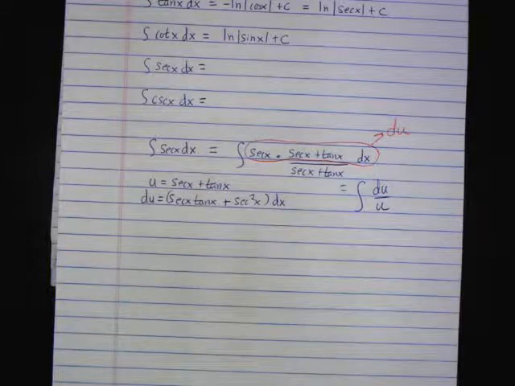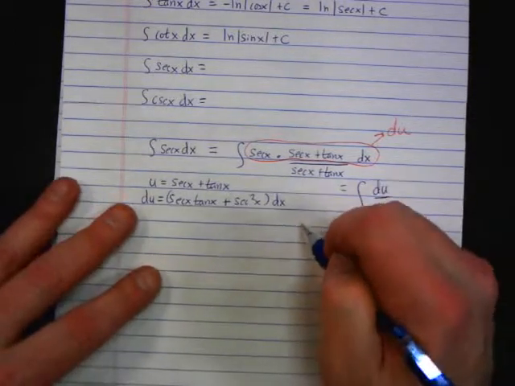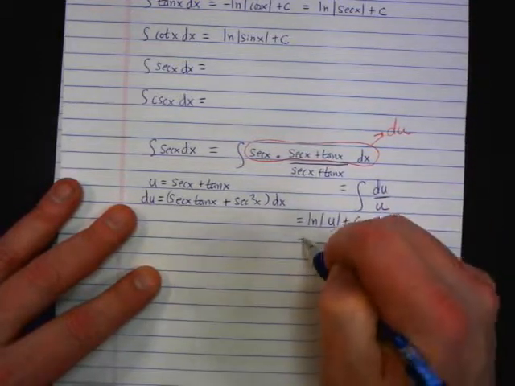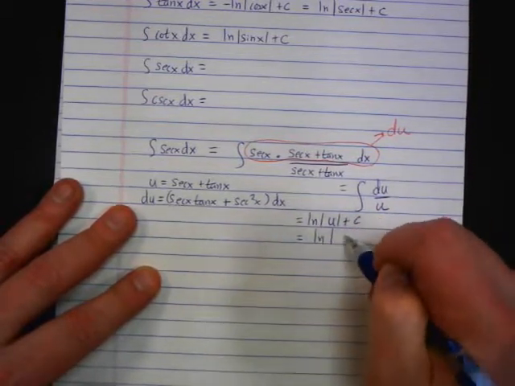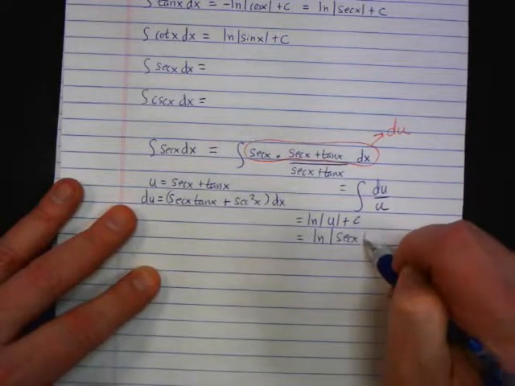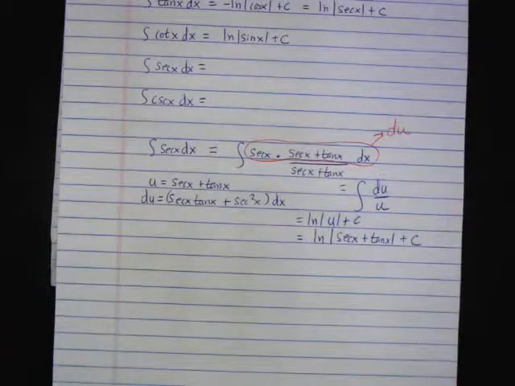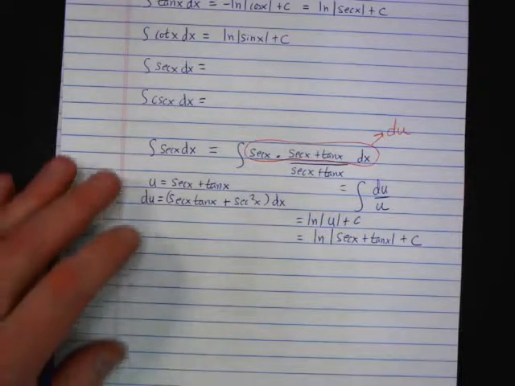What's the integral of du over u? Natural log absolute value of u. So this is natural log absolute value of u plus c. So the answer turns out to be the natural log of the absolute value of secant x plus tangent x plus c. Told you that one wasn't so easy.